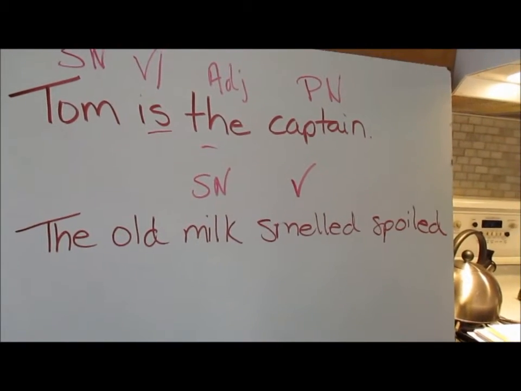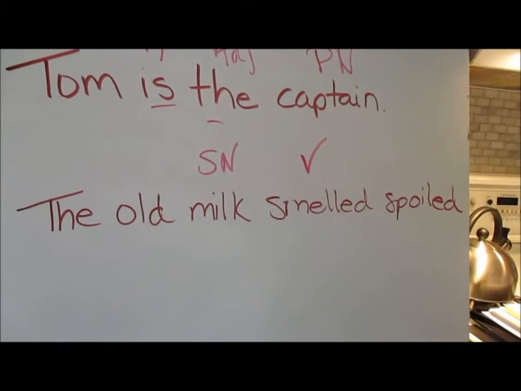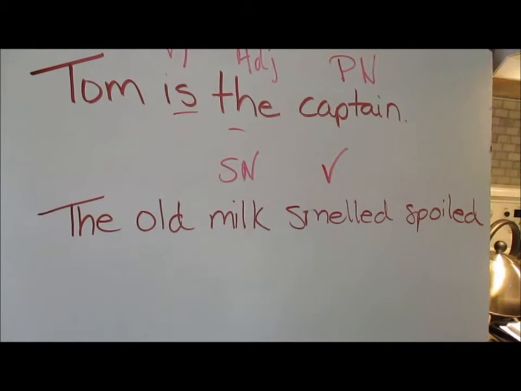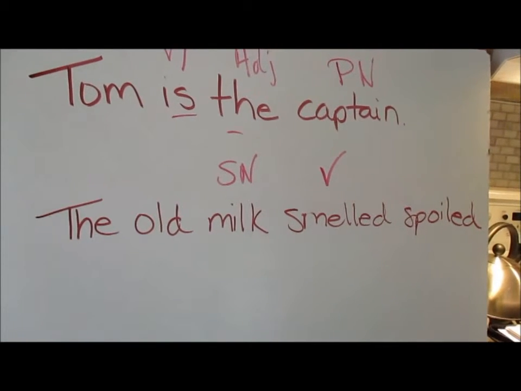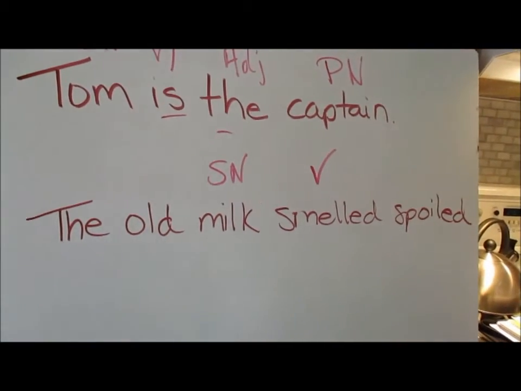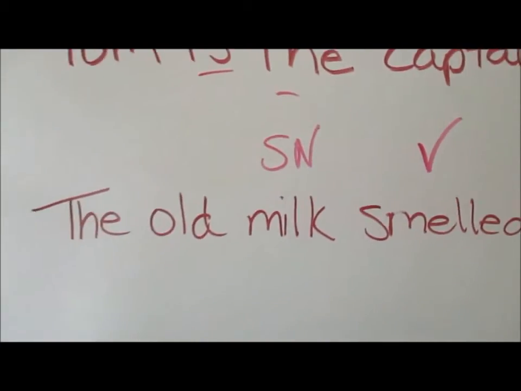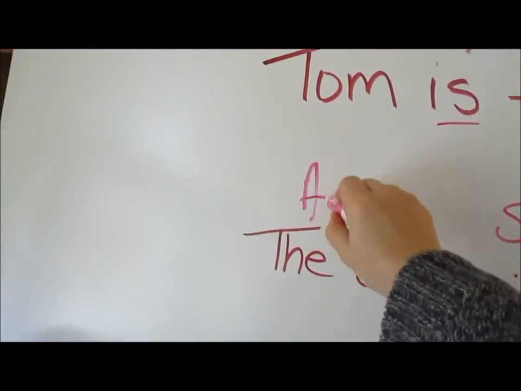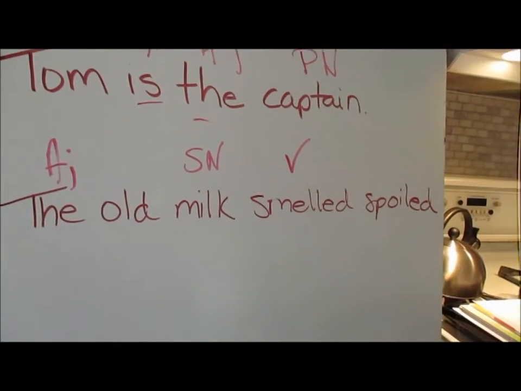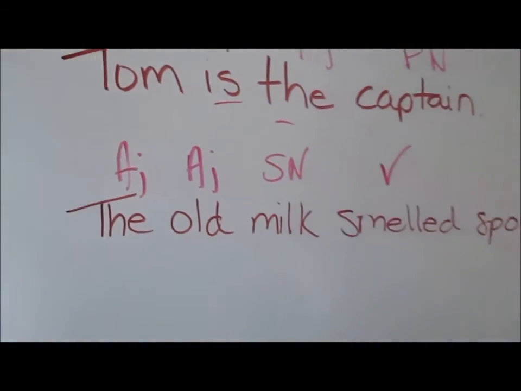And let's see, the milk smelled like what? Smelled spoiled. Milk smelled what? It smelled spoiled. Which milk? The milk, so that's our, oh, that's supposed to be AJ too. So that's an AJ. Good. Let's see, what kind of milk? Again, an adjective describing. Good.